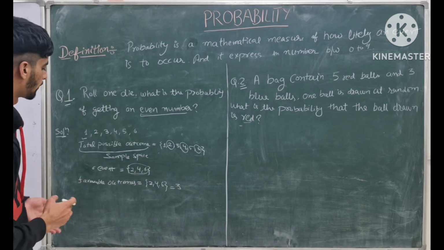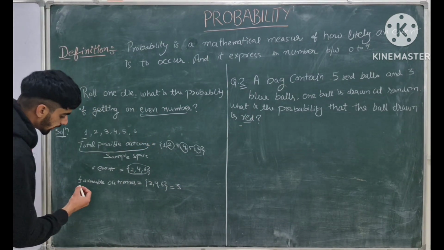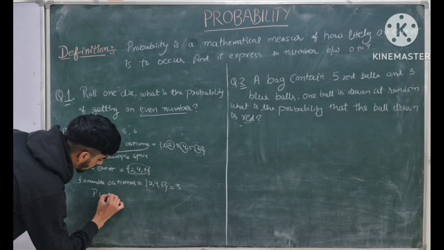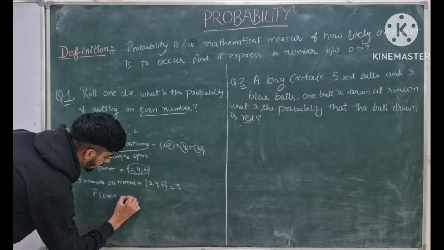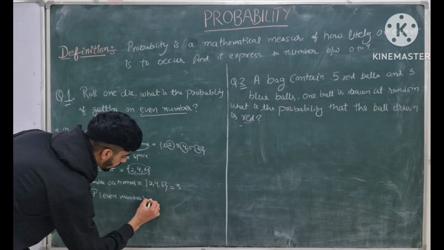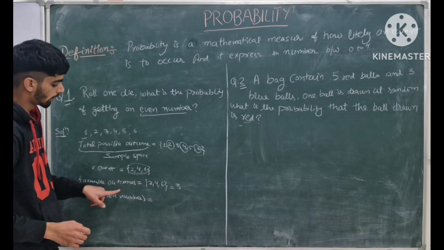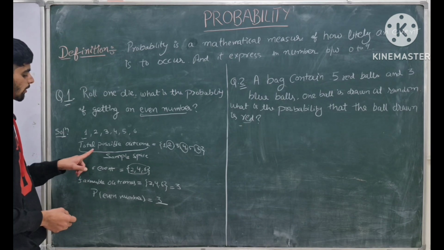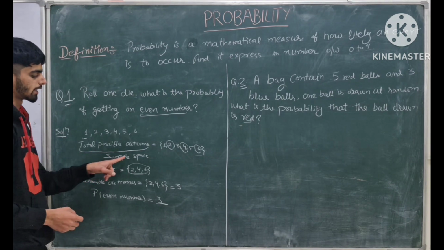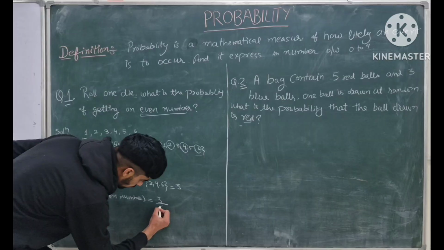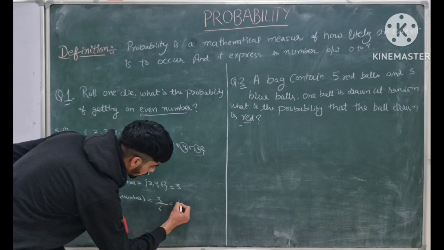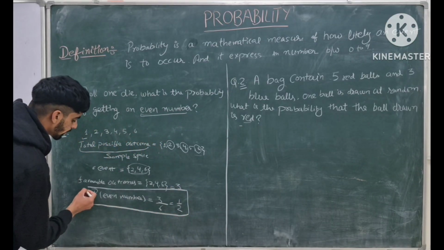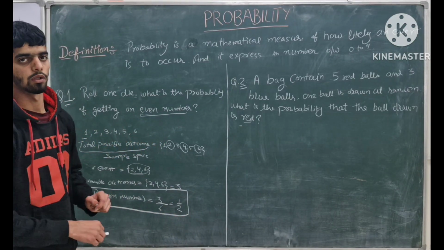So now apply the probability formula. What is the probability formula? The probability of getting an even number is equal to the total number of favorable outcomes, that is 3, upon the total possible outcomes or sample space, that is 6. So 3 by 6 is equal to 1 by 2. So the probability of getting an even number when we roll a die is 1 by 2.